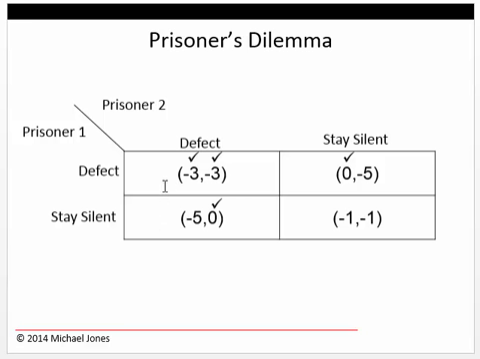See that when they both defect, they each go to jail for 3 years, for a total of 6 years in jail. But what happens if they both stay silent? See, when they both stay silent, each one only goes to jail for 1 year. And so the total amount of time spent in jail is 2 years. So the prisoner's dilemma illustrates how when individuals pursue their own best interests, sometimes society as a whole can be worse off than if each one was able to cooperate.